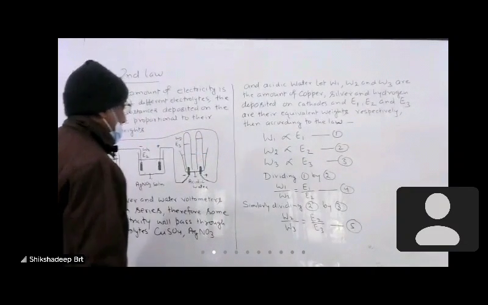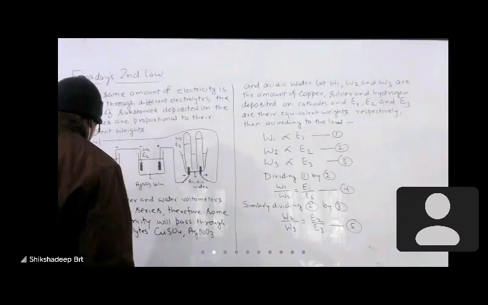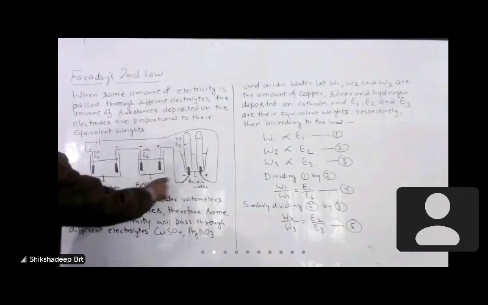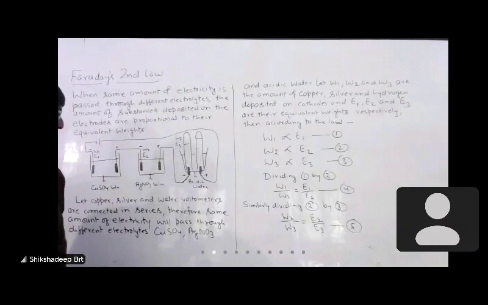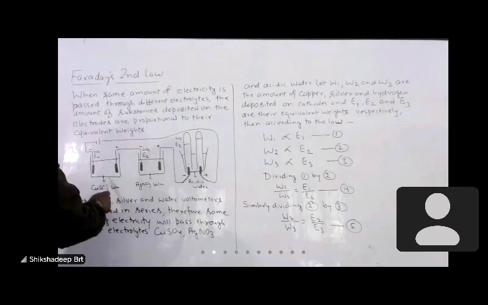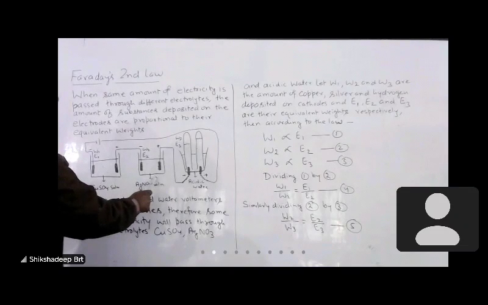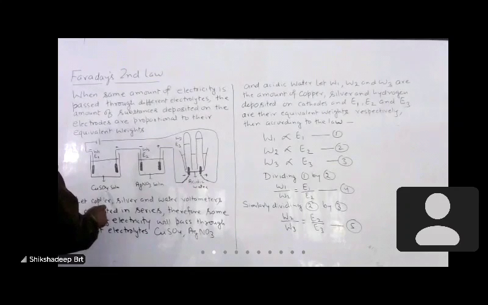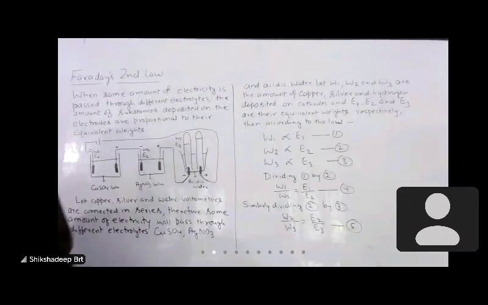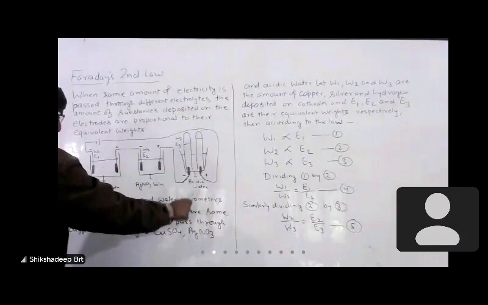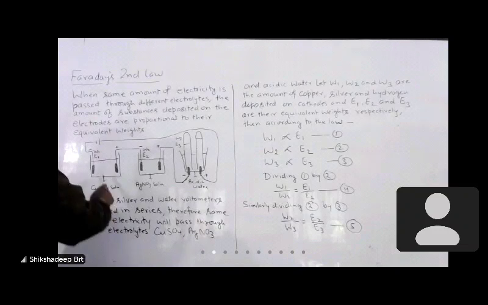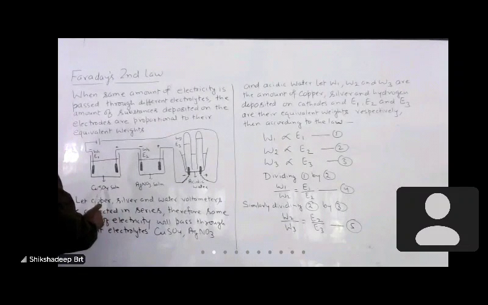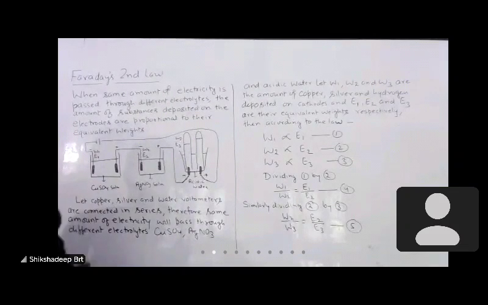Again I am repeating, these are the three voltameters connected in series. This is called the copper voltameter, this is the silver voltameter, this is the water voltameter. This contains copper sulfate solution, this contains silver nitrate solution, this contains acidic water. Therefore, the same amount of electricity will pass through these electrolytes.